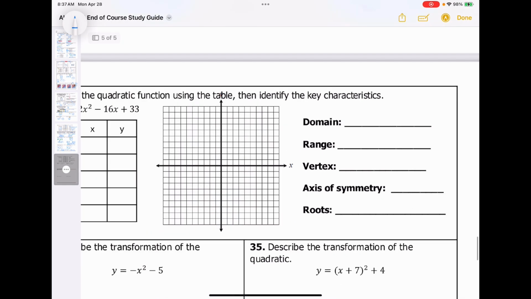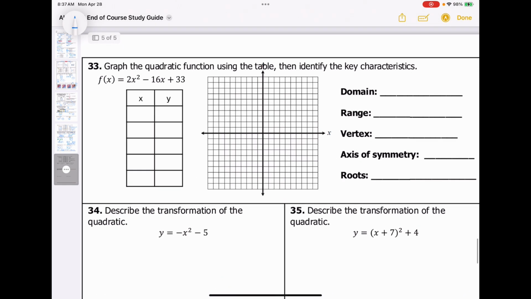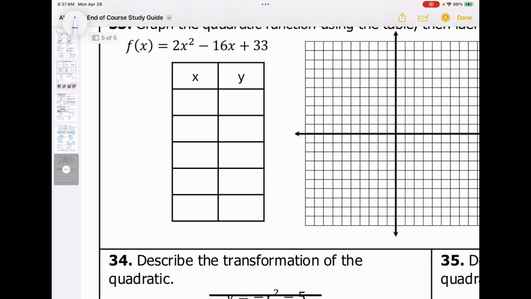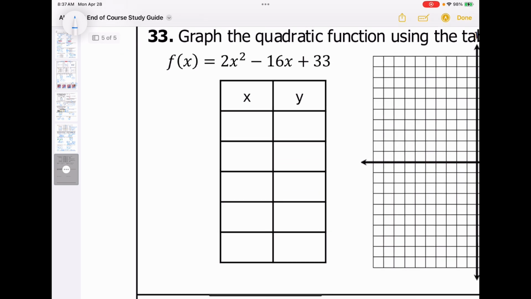All right, 33, we're graphing a quadratic function. So first you have to find your axis of symmetry and your vertex, which I did not leave room for. So A is 2, B is negative 16, and C is 33. So I'd have 16 over 2 times 2, which would give us 4. And then I would just plug 4 in there in my calculator. And when I do that, it's 1.